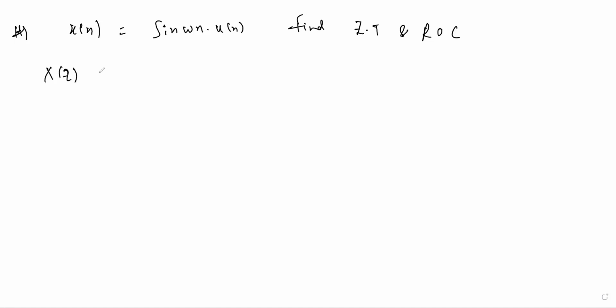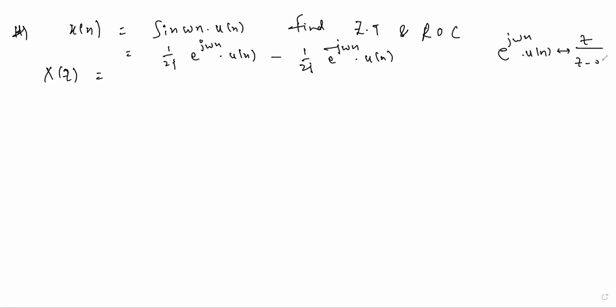Here x of z we need. So first we can write this one as 1 by 2j e to the power of j omega n u of n minus 1 by 2j e to the power of minus j omega n u of n. Sin function we are converting into complex exponential functions. Because already we know that e to the power of j omega n u of n has z transform z upon z minus e to the power of j omega, and e to the power of minus j omega n u of n has z transform z upon z minus e to the power of minus j omega. So these two Z transforms we know.